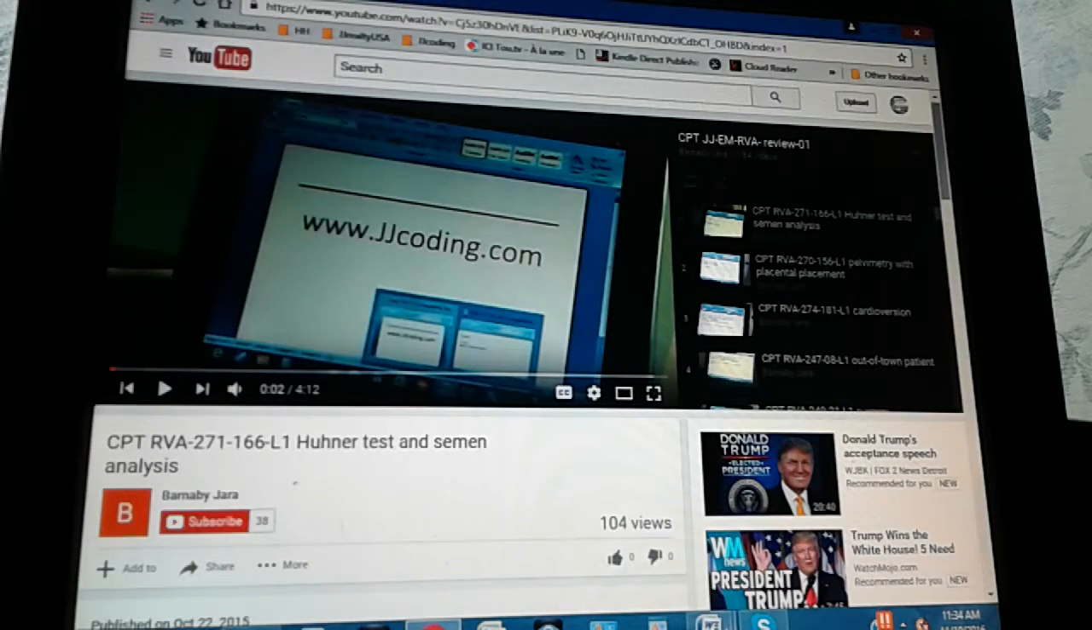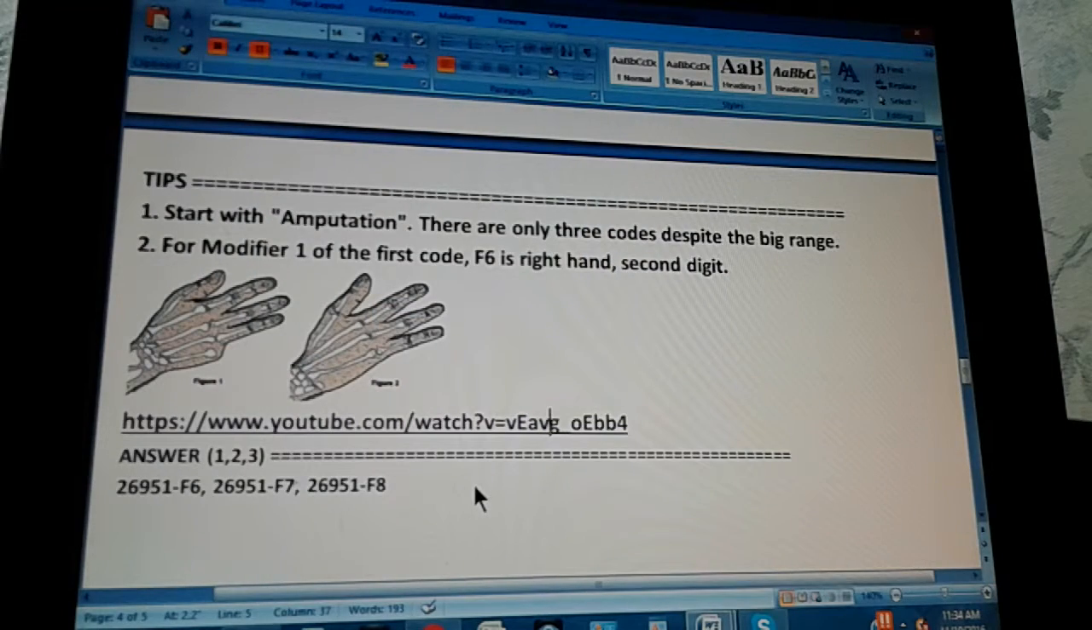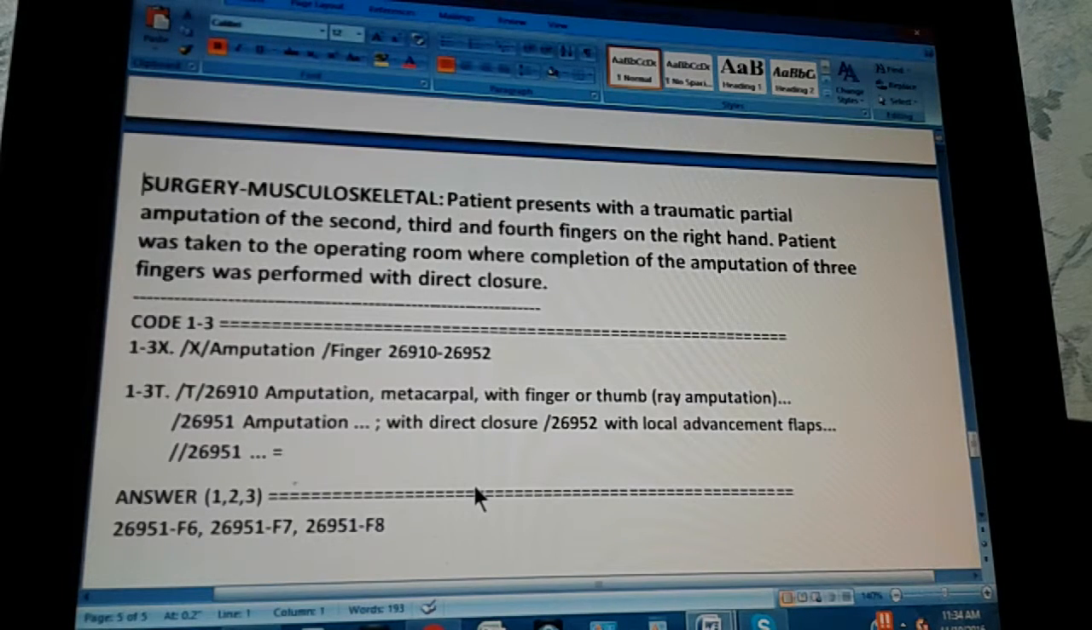Now let's go back to our problem. You know already what they're doing, the procedure, and you know the answer already. There are 3 codes. Well, there's 1 code with 3 modifiers. Now we're going to count to 3 so you can pause the video and give us the path, how we got to the answer. 1, 2, 3. All right, this is the summary of the whole problem.